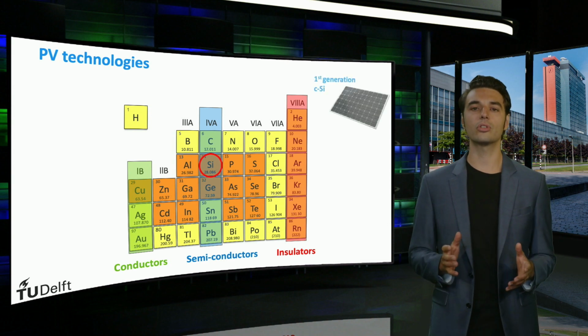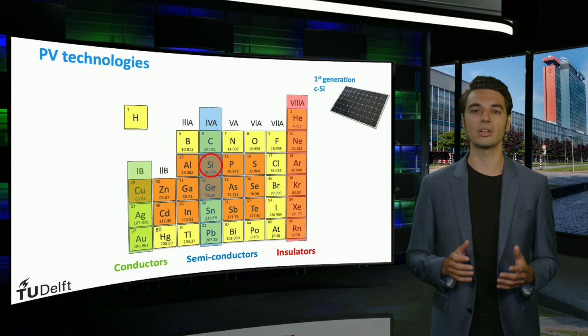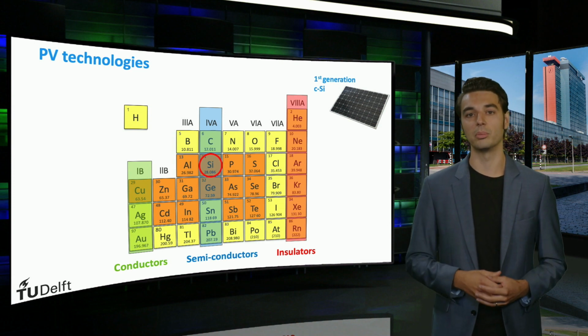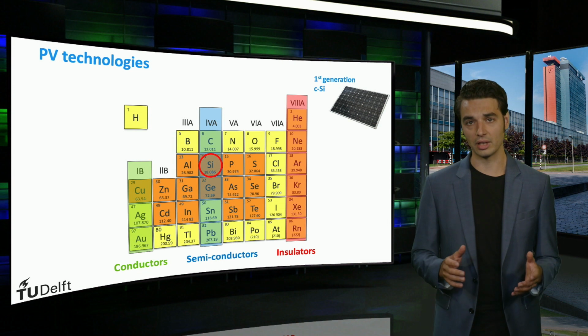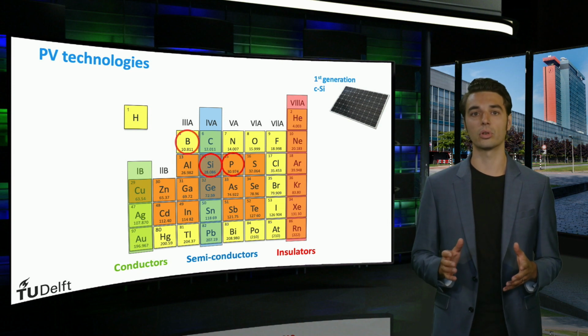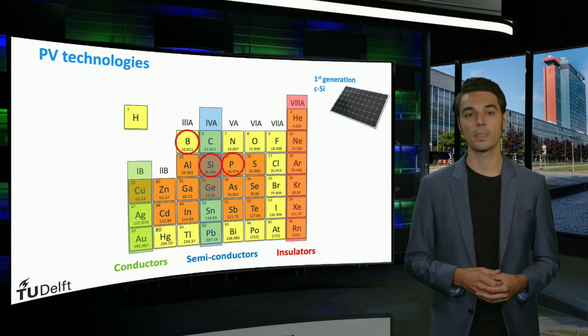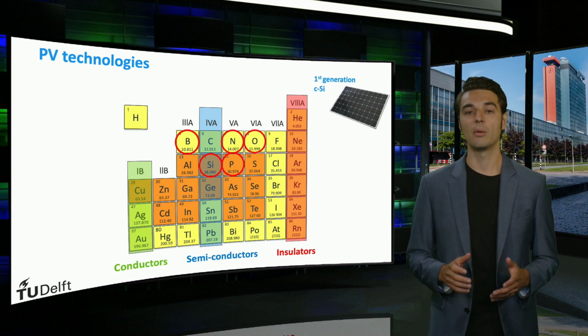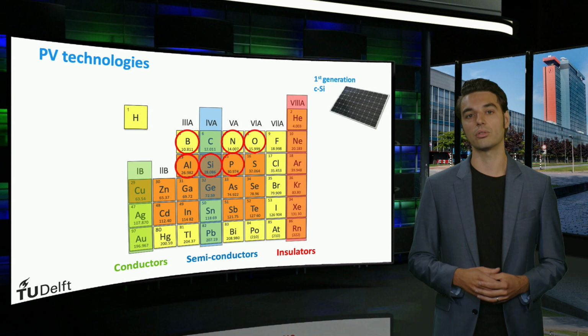The first successful solar cell was made from crystalline silicon, which still is by far the most widely used PV material. Crystalline silicon solar cells use boron and phosphor for the material doping. Nitrogen and oxygen are used for the chemical passivation layers, while aluminium is generally used for the electrodes.